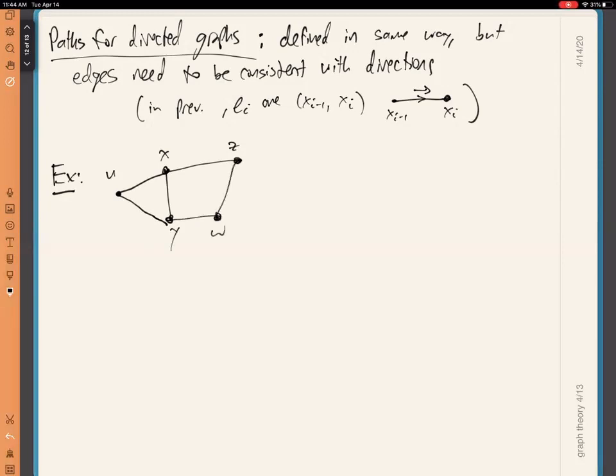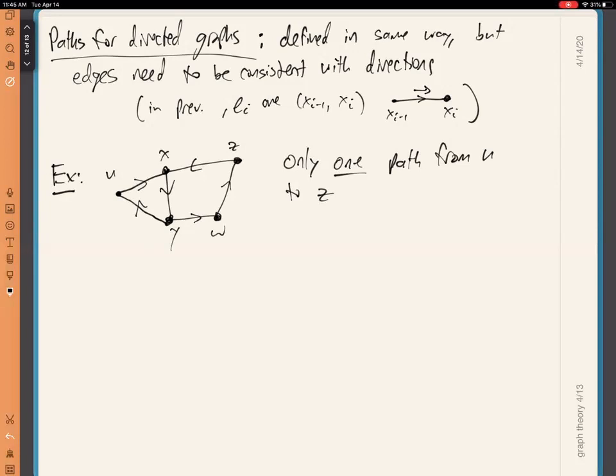Right, so let's add some directions to this graph. So I'm having, say, these directions. So now this is a directed graph. Well, in this case, how many paths are there from U to Z? Remember, when we looked at the undirected version of this graph, we had many different paths from U to Z. In this case, there's only one path from U to Z. Right, because whenever you follow a path, your path is only allowed if it follows the directions of the arrows.